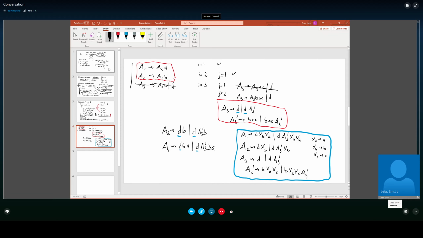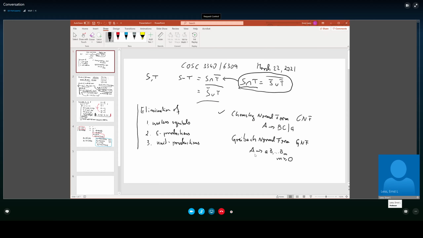Remember what we are shooting for. We want every production to start with a terminal and then be followed only by variables, zero or more.